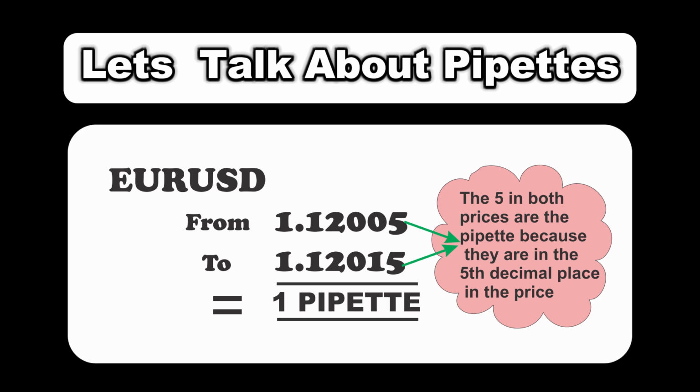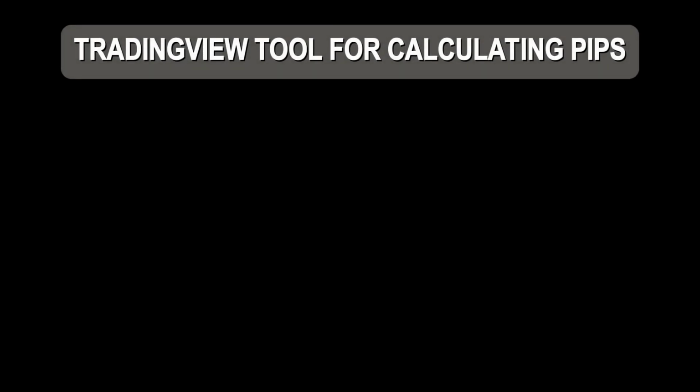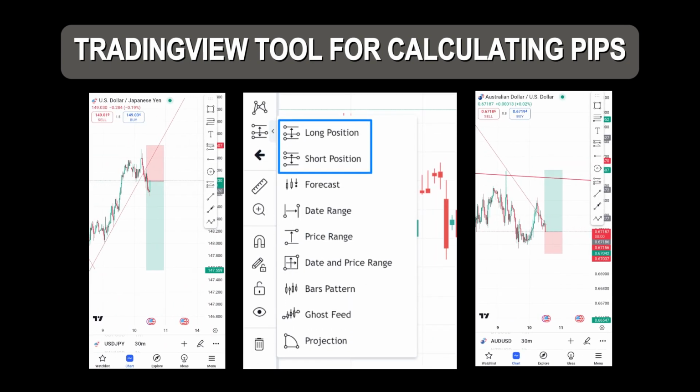You can calculate pips manually like I showed you, but it will take your time. Maybe whenever you want to place a trade and you're about to calculate the pips manually, you might miss out on the trade. So that's why there is a tool in TradingView that allows you to calculate the amount of pips you are risking and the amount of pips you are targeting. The name of the tool is the Long and Short Position tool in the TradingView app. So there is no need bothering yourself on how to calculate the pips manually.